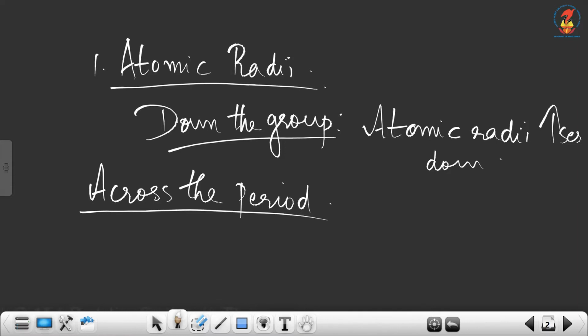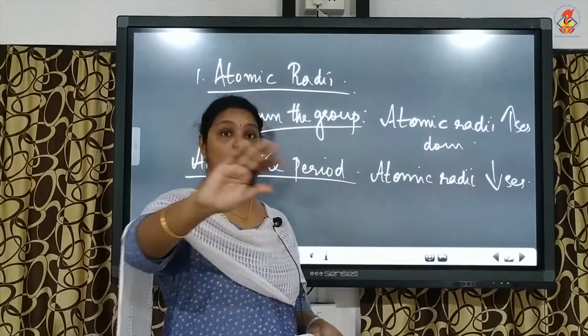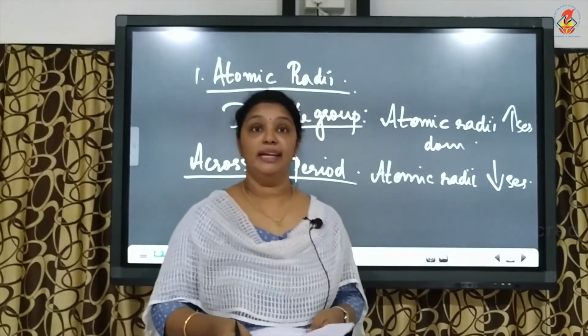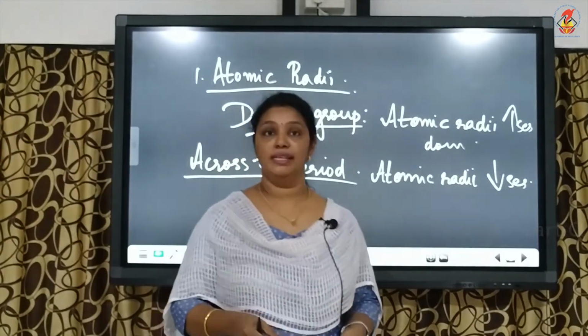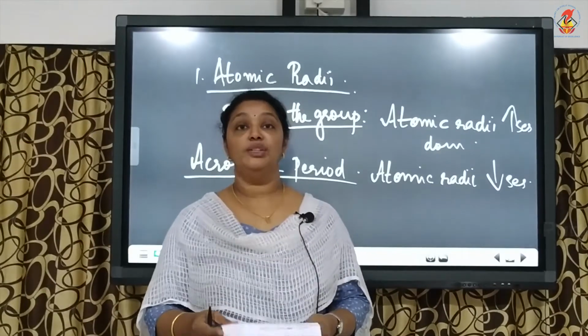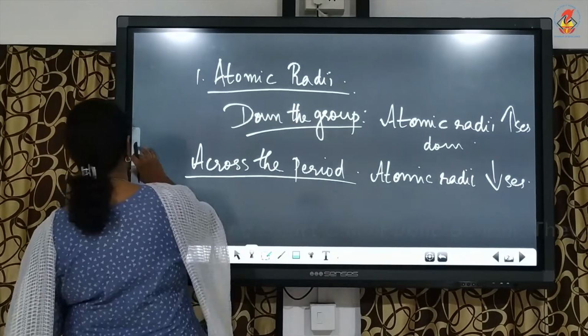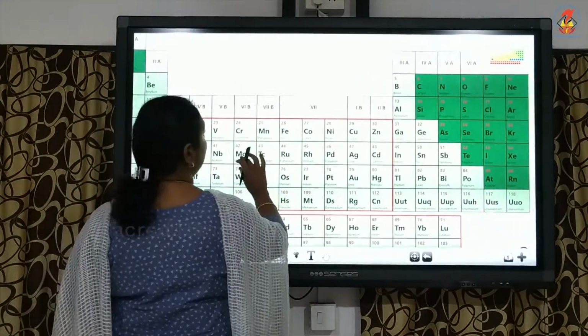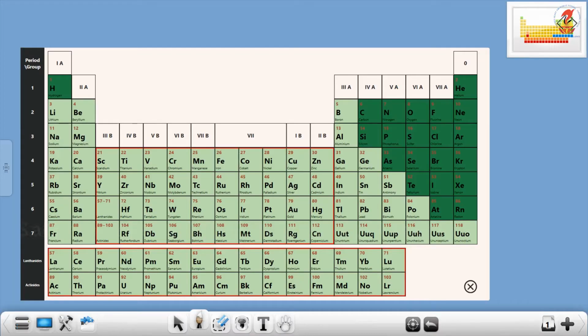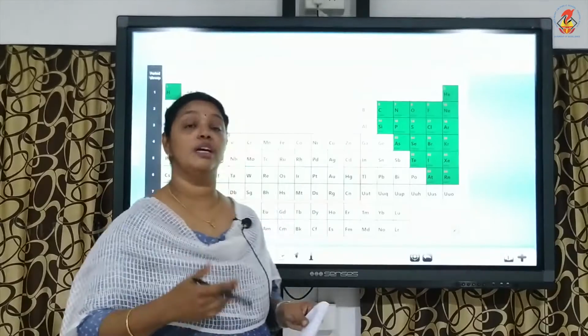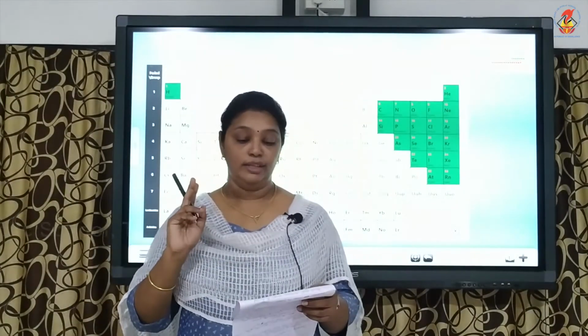Now across the period we can say atomic radii decreases. When you move along the period, the atomic radii decreases. Now what is the reason for this? Across the period, you know that nuclear charge increases, because if you see the periodic table, atomic number 3, 4, 5, 6, it increases by 1 unit. So nuclear charge also increases by 1 unit.